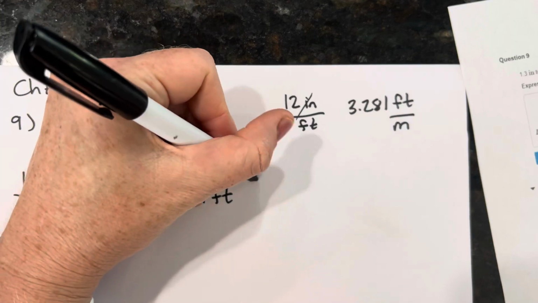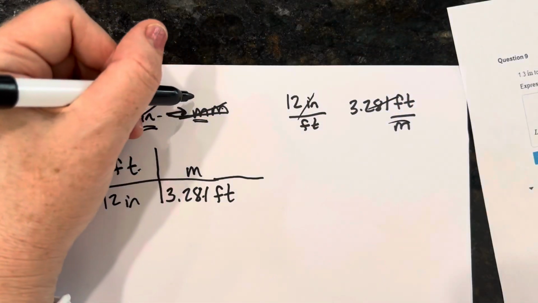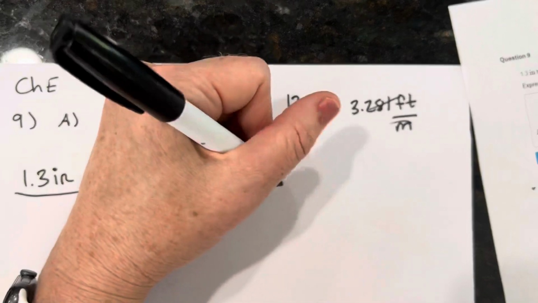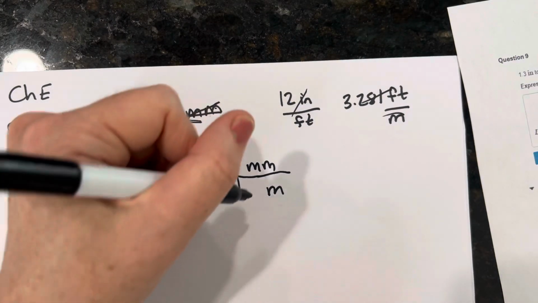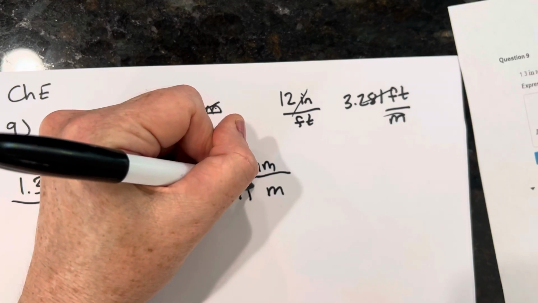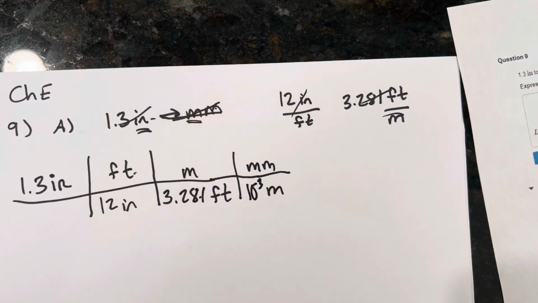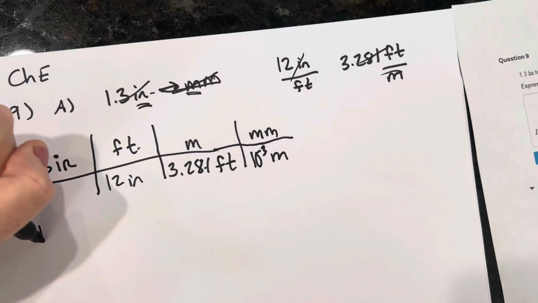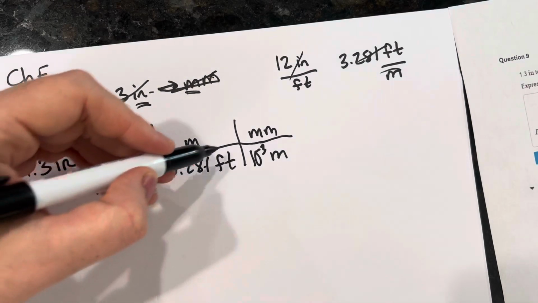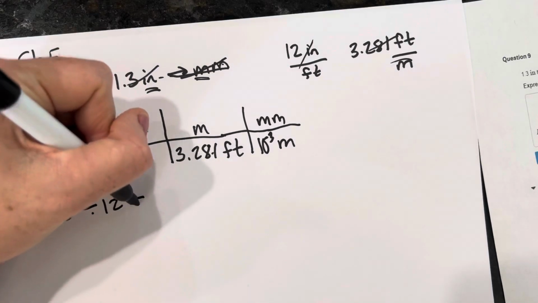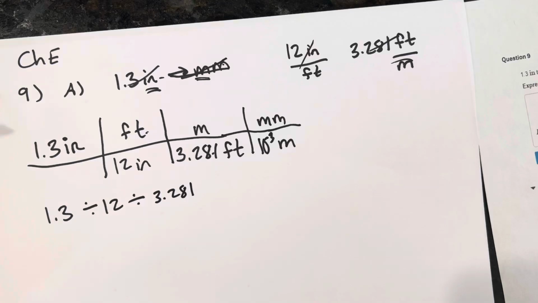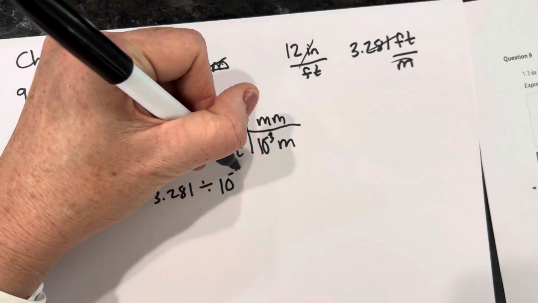That took us to meters, but that wasn't the question. The question was to millimeters, right? That's okay, because we know if we're going from meters to millimeters, like this, you replace this M down here with 10 to the negative third. There's 10 to the negative third meters in a millimeter. Now all we do is calculate it. So 1.3, remember anything on the bottom gets a division sign. 1.3 divided by 12, divided by 3.281, divided by 10 to the negative third.